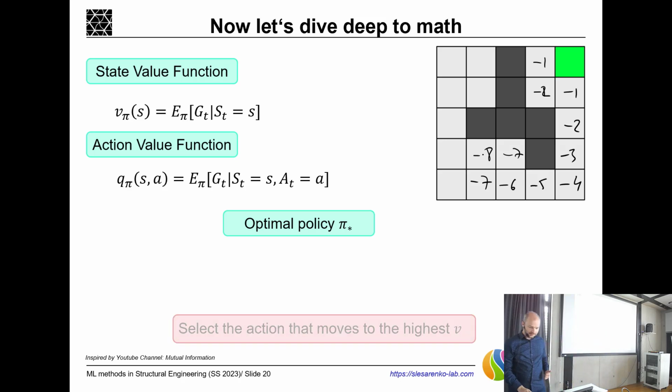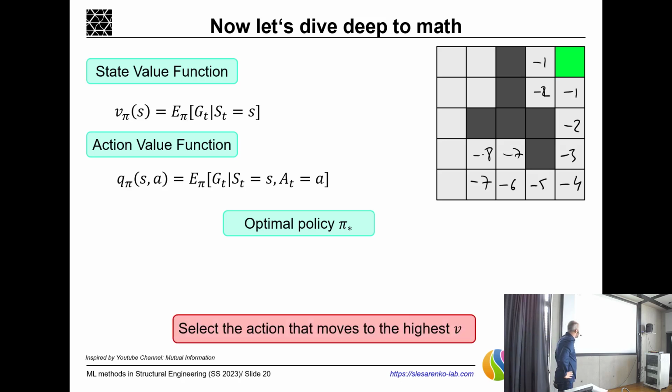So that's actually the algorithm. It's a greedy algorithm in general. You always select the action that moves you to the highest value. Always do that, and in this case, you will have the optimal policy. Right?